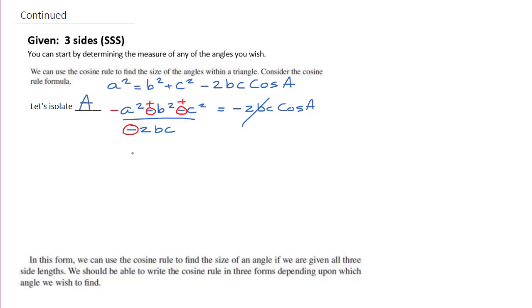I'm going to switch the order around, so I'm going to put the B squared plus C squared on top, and I'm going to write it minus A squared, divided by 2BC, and that equals cos of A. And then all we have to do is do the cos inverse of whatever that big mess on the other side is, and that's what A is. So I'm just going to flip it around here, put the cos inverse over here.